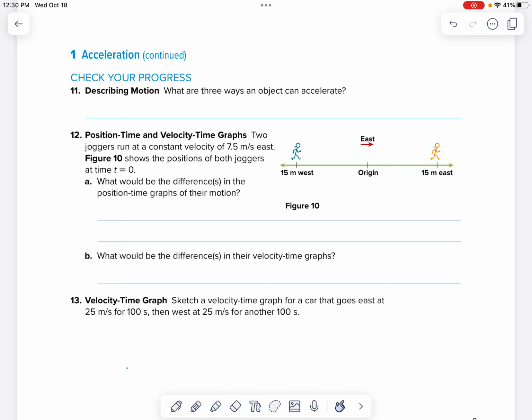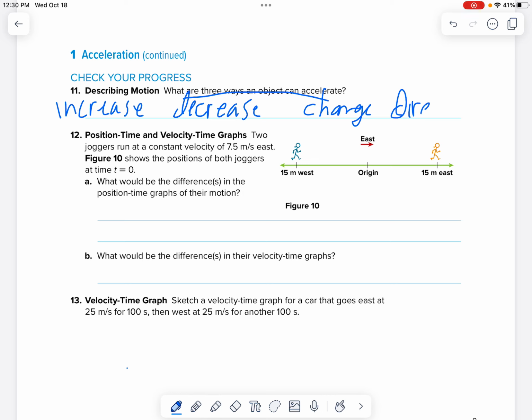There are 3 ways that an object can accelerate. Basically, it can increase its speed, it can decrease its speed or velocity. It also can change directions, and we didn't talk about that too much, but if it's changing directions, it is technically accelerating, like going around a curve, okay? So it can speed up, it can slow down, or it can change its direction, and that is also a type of acceleration. Let's look at number 12 here.